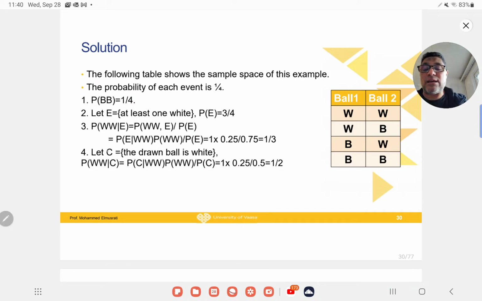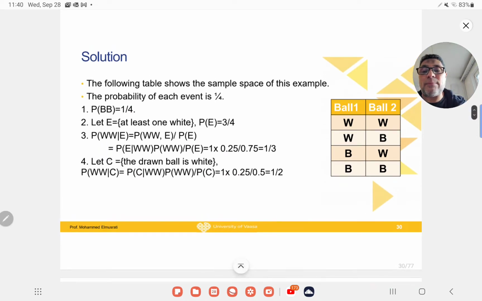So for the algorithm here, I defined another parameter C, which is the event that the drawn ball is white. Now, what is the probability that you have white white given that the drawn ball is white? So this will be the probability of C given WW times the probability of WW.